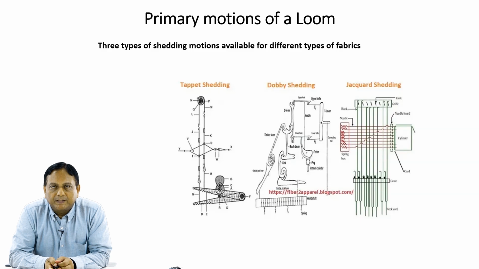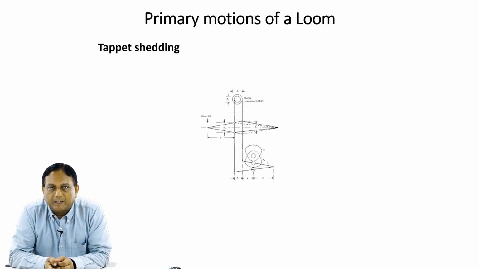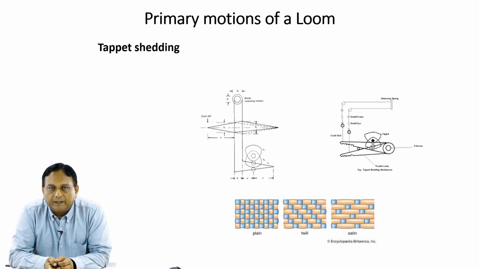Now, three types of shedding motion are available for different types of fabrics. Let us see the tappet shedding. What is tappet shedding? As shown in the figure, this is the mechanism of tappet shedding, and here you can see how different tappets are moving. Different types of structures can be produced from tappet shedding: plain, twill, satin, so different kinds of woven structures are produced from the tappet shedding mechanism.